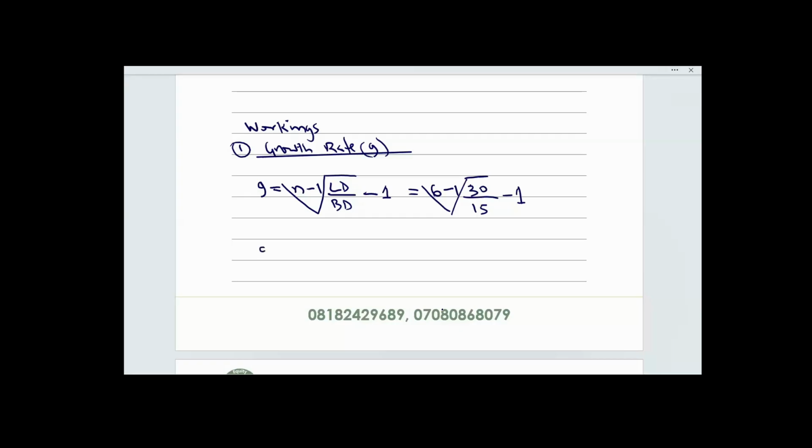So I can say G is equal to 5 into square root of 30 divided by 15 is 2, or minus 1. Mathematically, I can use my calculator to get this. If you don't know how to use the second function in your calculator, then I can convert this one to power of 0.2.